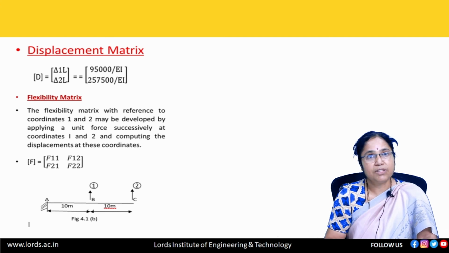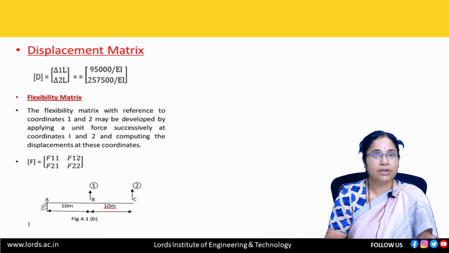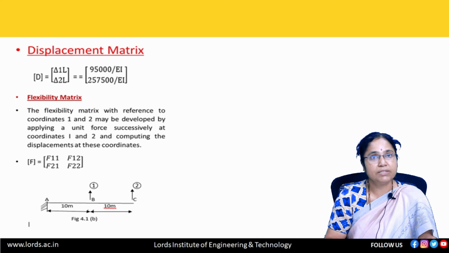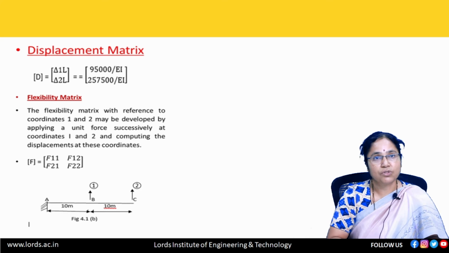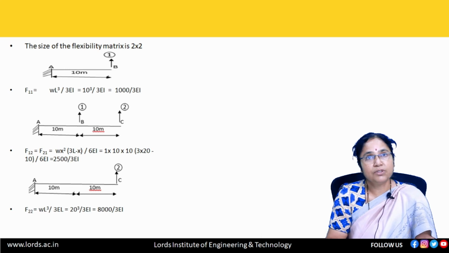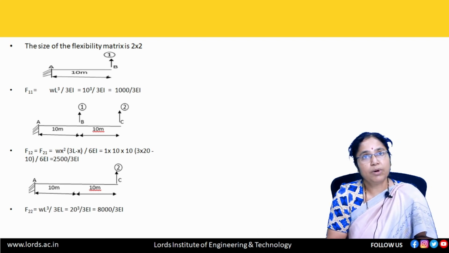The flexibility matrix with reference to coordinates 1 and 2 may be developed by applying a unit force successively at coordinates 1 and 2 and computing the displacements at these coordinates. Means we frame the flexibility matrix by applying a unit force at coordinate 1 and 2 successively, and we need to find out the displacements due to this unit force. So the size of the flexibility matrix is 2 by 2. Since we are solving for two coordinates, 1 and 2, the size of the flexibility matrix also will be 2 by 2.